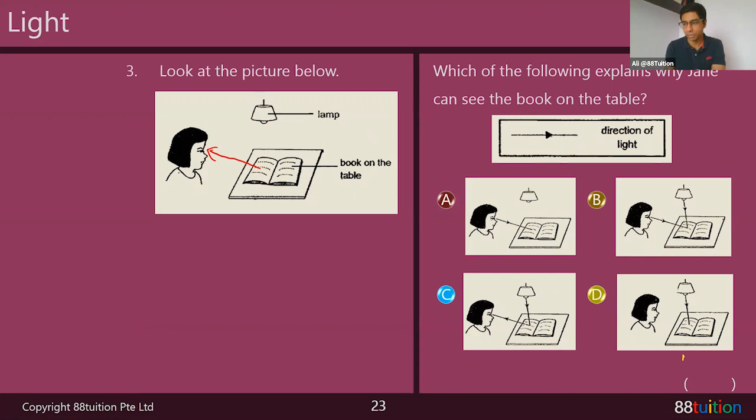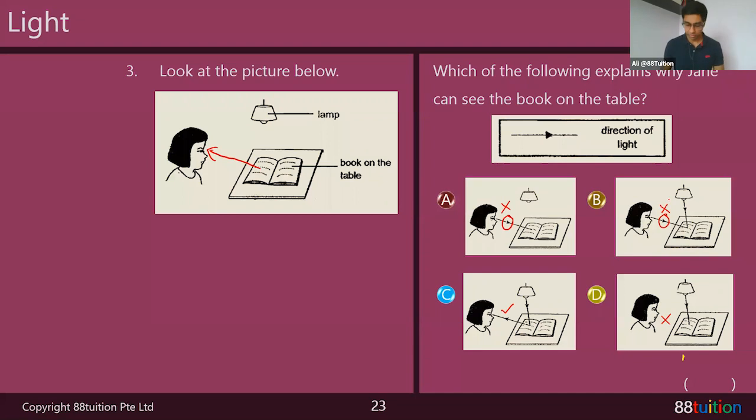If there is any arrow going out of your eye, wrong answer, okay? Because light has to fall on the object and come to your eye. So looks like A is wrong, right? Because this arrow is going the wrong direction. This is correct. Here, there is no arrow coming to the eye, because they're asking which of the following explains why Jane can see the book. No arrow to the eye, so wrong. This is also wrong because of the direction. Okay, C is correct. B, again, the arrow is wrong.